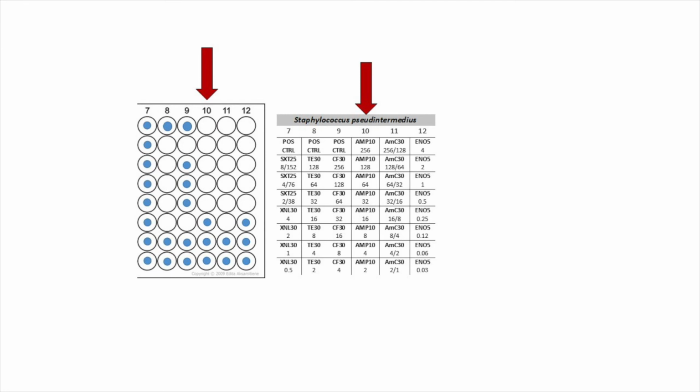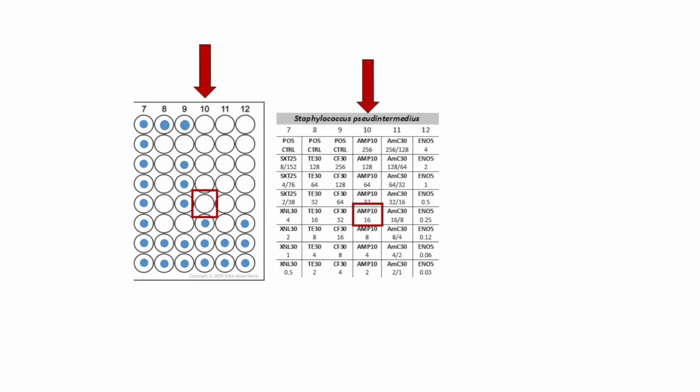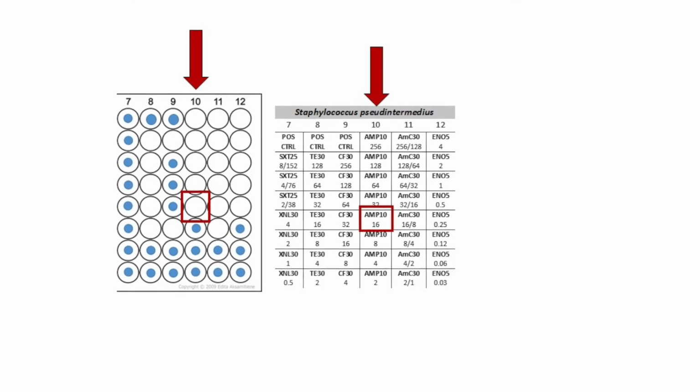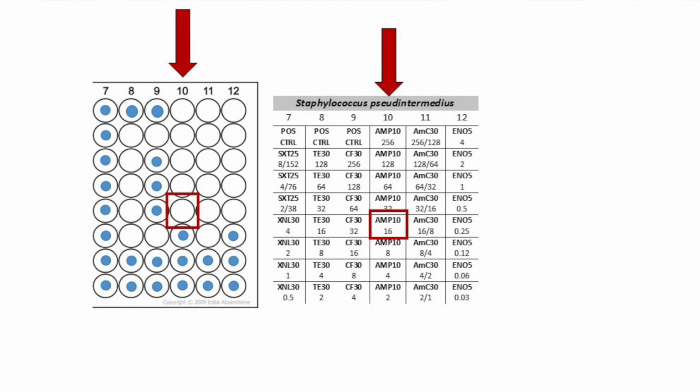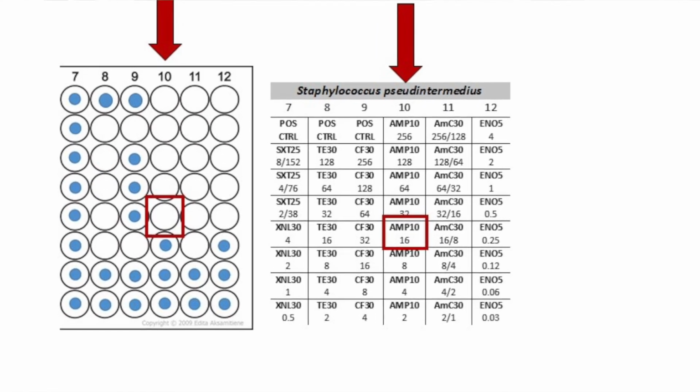You will look at that well, then look at your interpretation table, and record whatever is from that table. So if it says you have a concentration of ampicillin that is maybe a 16, and that is the first well for ampicillin where you don't see any visible growth, now your MIC is 16.